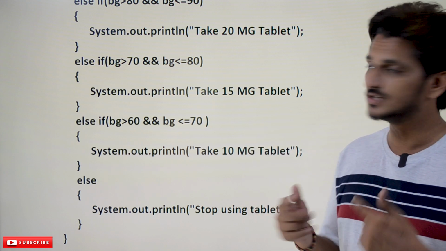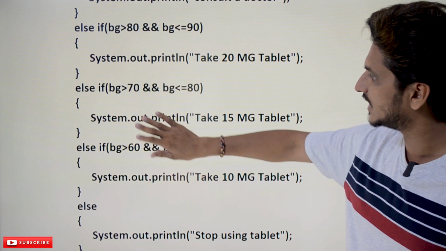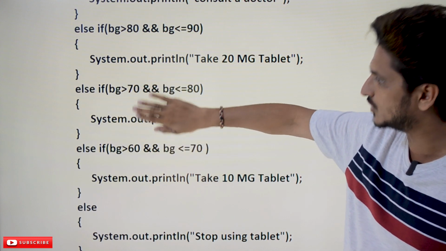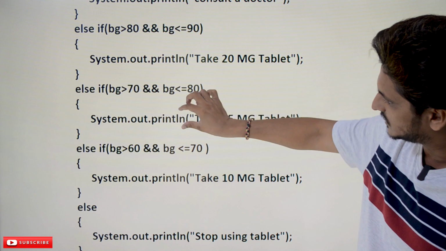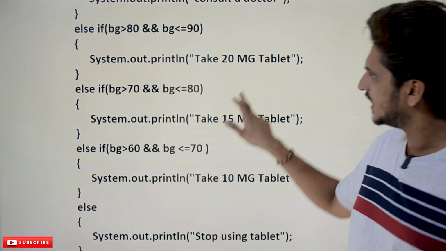So this is how it is going to execute. Else if this condition is satisfied, 70 to 80, it will execute this body and stop here. Let's take one more example.